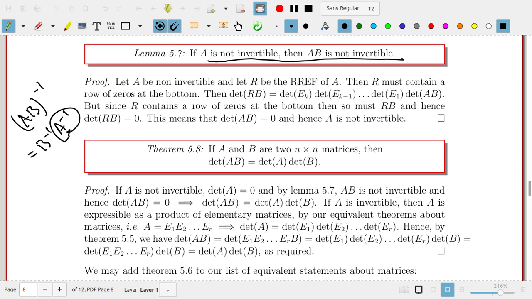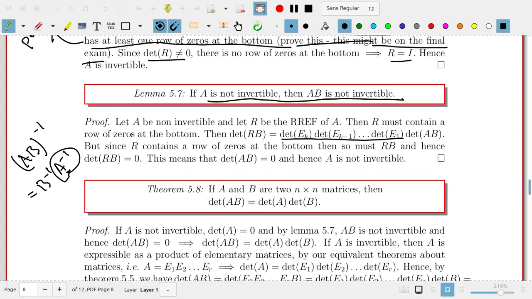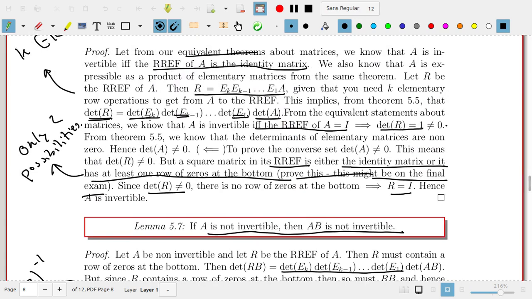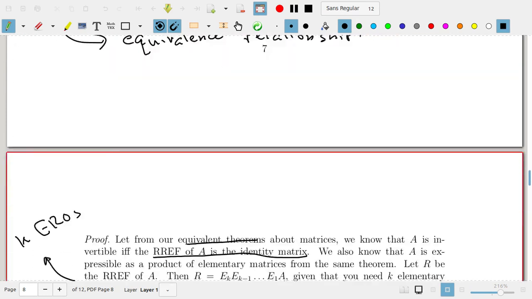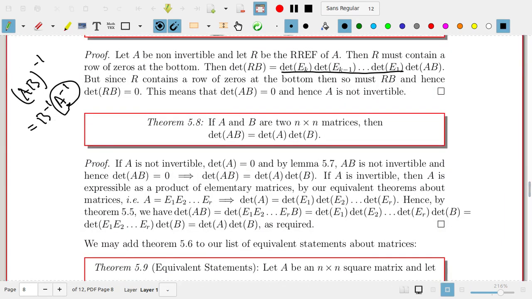So the determinant of RB is equal to the product of the determinants of the elementary matrices that are used to bring A into its reduced row echelon form times the determinant of AB. We know this from theorem 5.5.